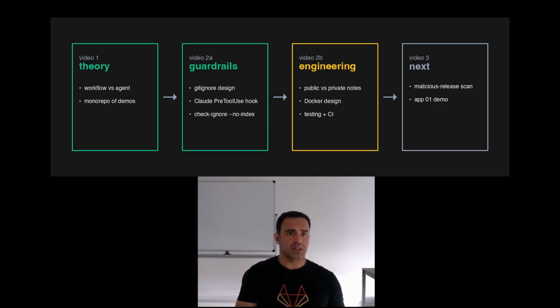A quick context for anyone landing here without watching video two. This lab is agentic-lab, a monorepo of small agentic AI demos. My previous video covered the public repo guardrails: the .gitignore design, the Claude Code hook, and one Git flag that closes a defense gap most repos would miss. Link in the description if you want that story.